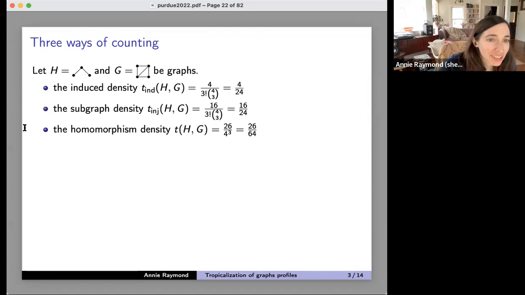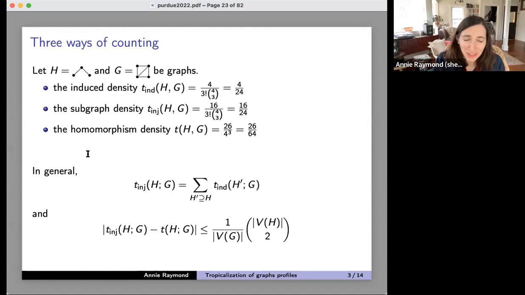All right. So these quantities are all related, right? You might have a favorite way of counting. Maybe you're just like induced is way better, or subgraph is much better, or homomorphism is much better, but they're all related. If you look at the subgraph density, it's just a Möbius transformation away from the induced density. And if you look at very large target graphs G, where the number of vertices grows to infinity, then the difference between the subgraph density and the homomorphism density goes to 0, assuming that H is fixed.